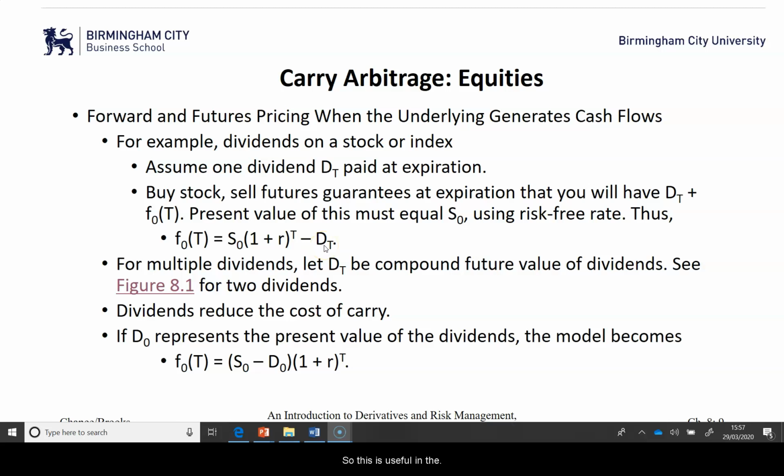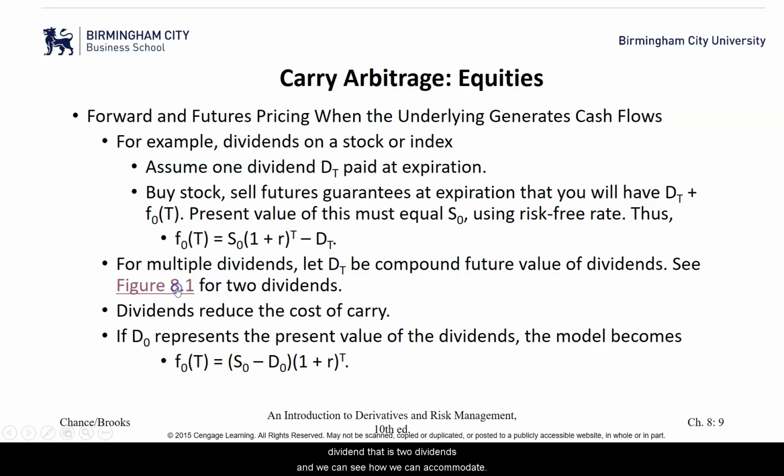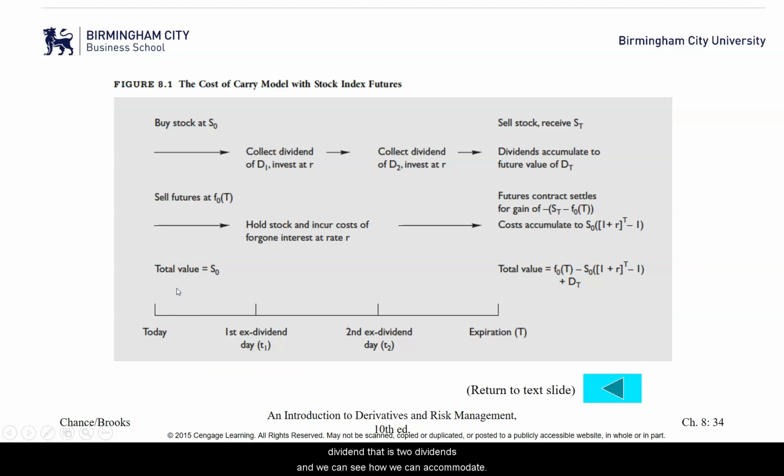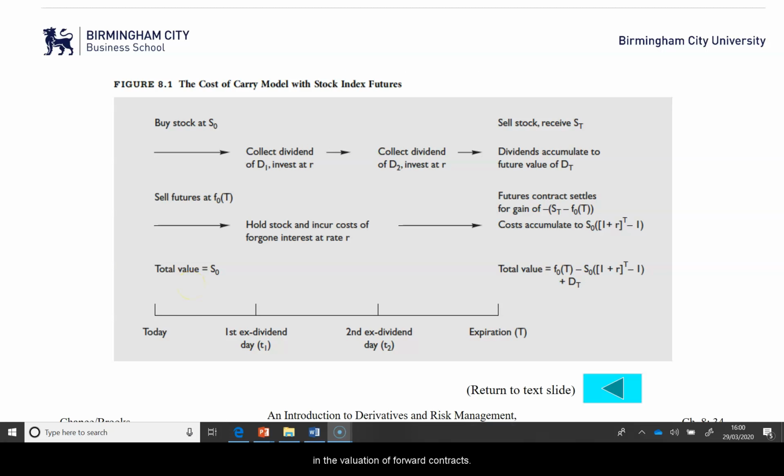So this is useful in the case we know that dividends will be paid at expiration and there is a single dividend payment. Now we have figure 8.1 where we have more than one dividend, that is two dividends, and we can see how we can accommodate two dividends in the valuation of forward contract.